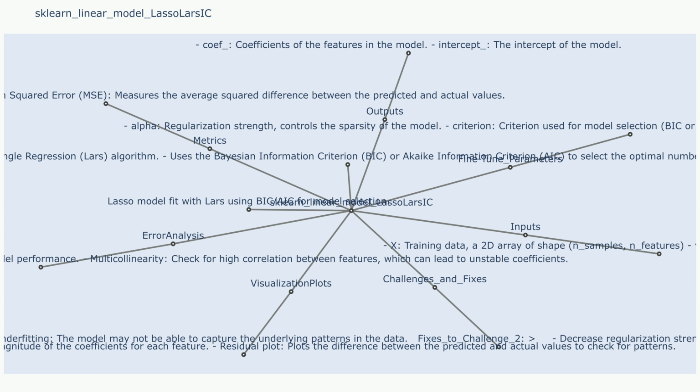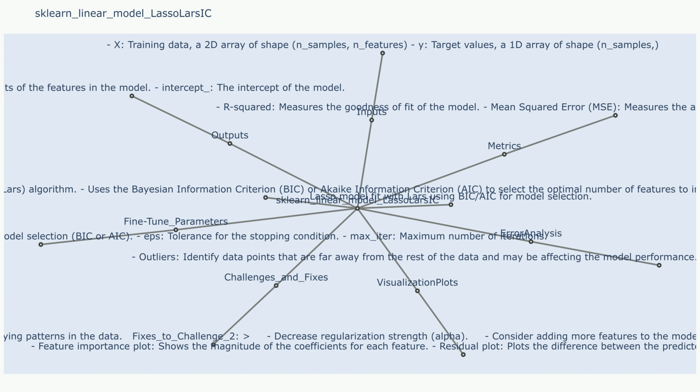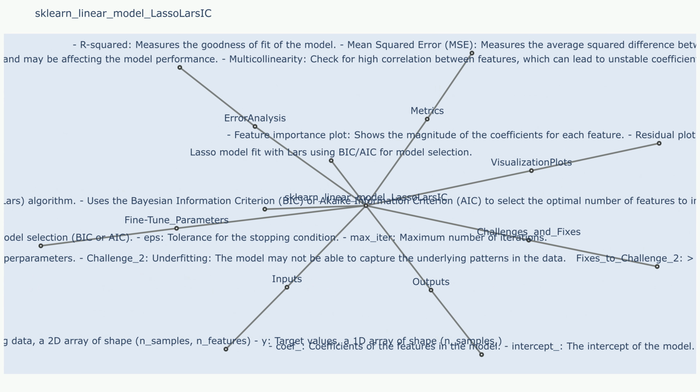Inputs. X, a 2D array of shape n_samples, n_features, representing the training data, where n_samples is the number of samples and n_features is the number of features. Y, a 1D array of shape n_samples, representing the target variable. Outputs. Coef, a 1D array of shape n_features, representing the coefficients of the features in the fitted model. Intercept, a float representing the intercept of the fitted model. Alpha, a float representing the optimal regularization parameter selected by the information criterion.